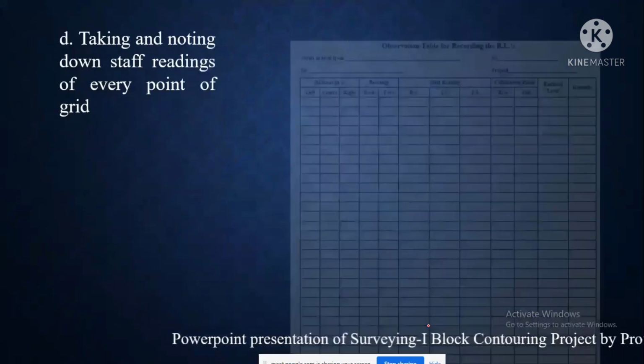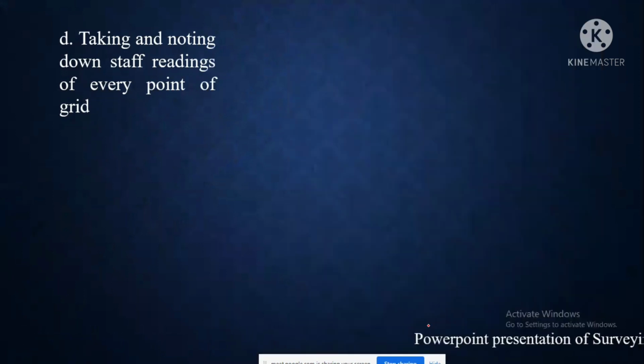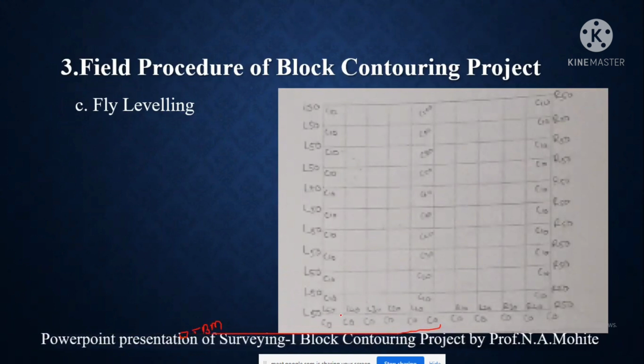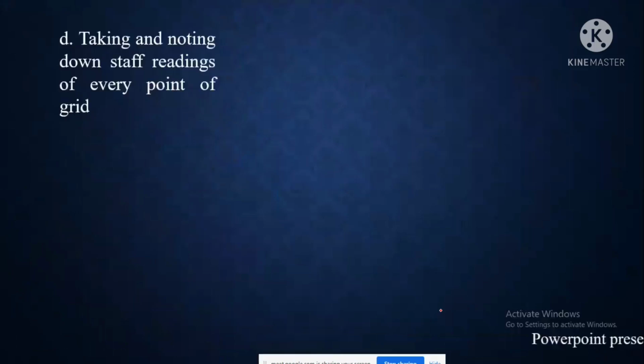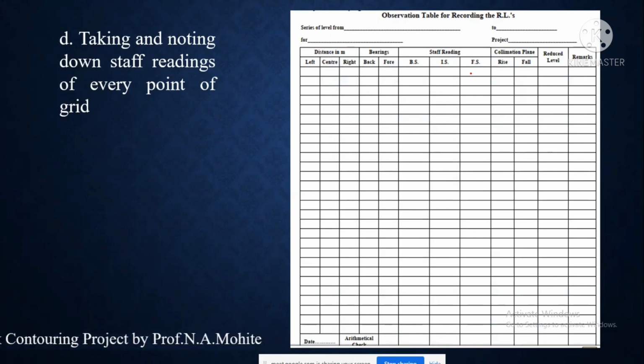Now after the fly levelling, we will reach the site at which we are supposed to take the RLs of each of the points. So we are supposed to take the RLs from staff readings of each of these points on which the chets are being kept. They will be noted down in this observation table, in which the backsight BS, IS, FS readings are entered.